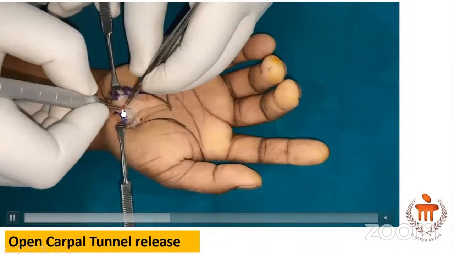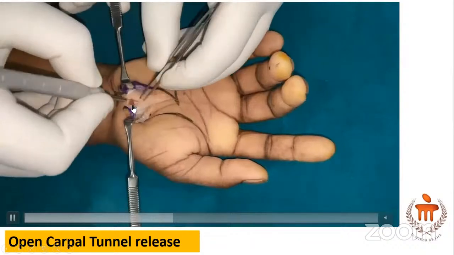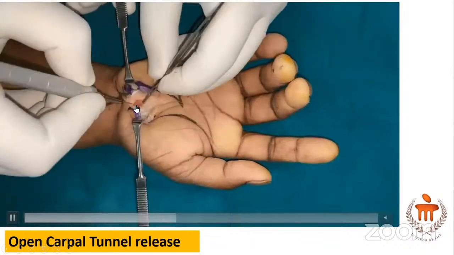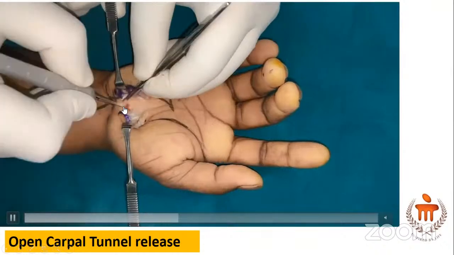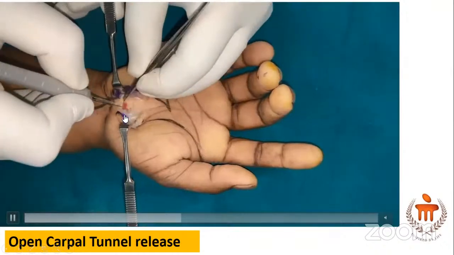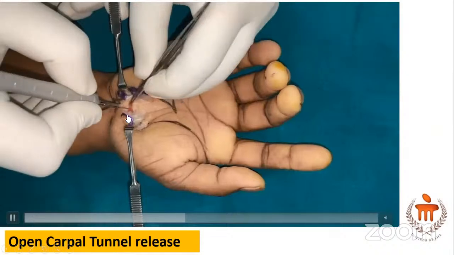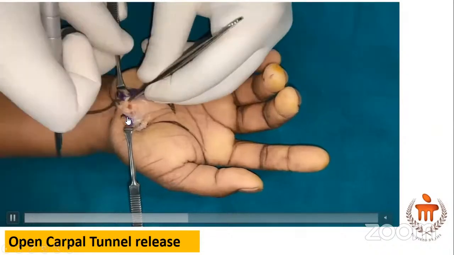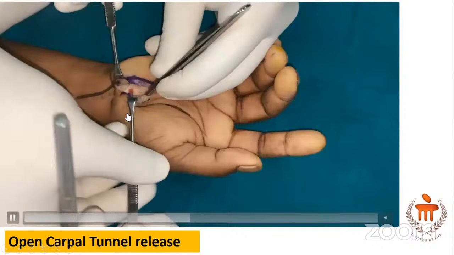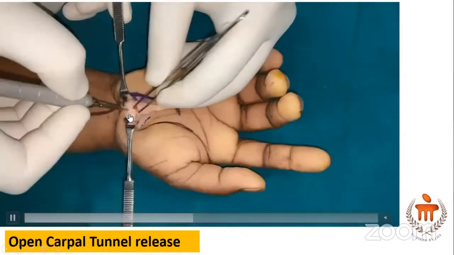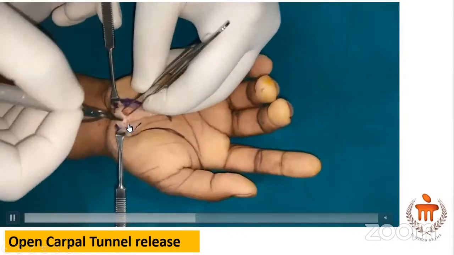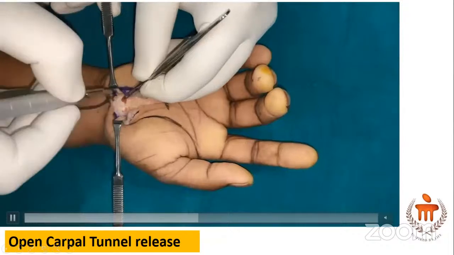So some of the palmaris brevis is quite thick. So you just have to scrape through that. And below that, you will see the transverse carpal ligament. So take off the muscle fibers. Once you take off that, you start seeing this whitish structure, which is the transverse carpal ligament. And you just have to make a small nick there, very carefully, very superficially, just to see the nerve.